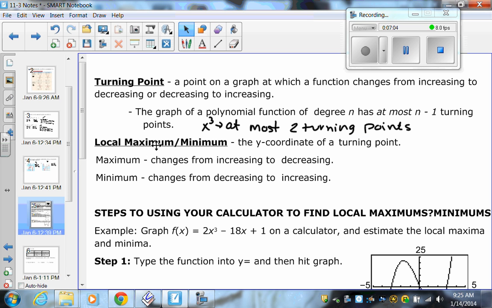A local maximum or minimum is the y-coordinate of a turning point. So the maximum changes from increasing to decreasing, and a minimum changes from decreasing to increasing.